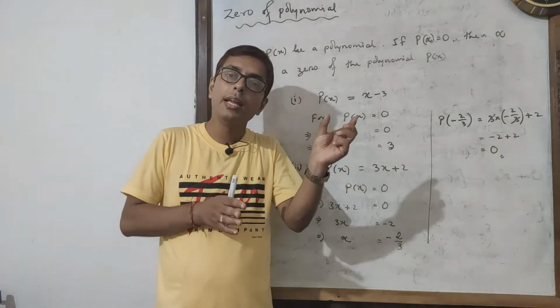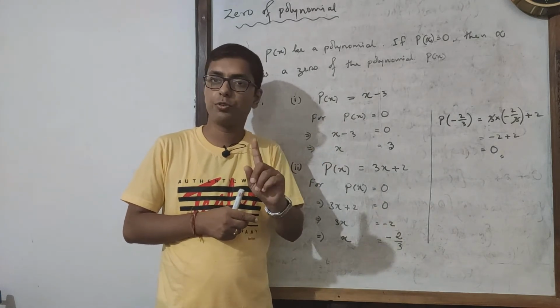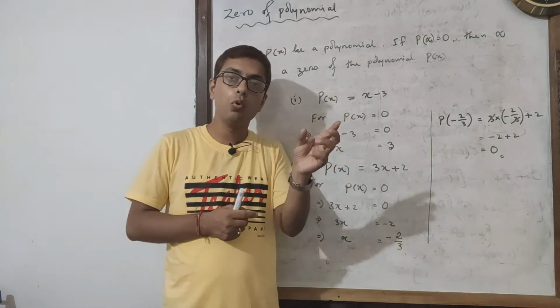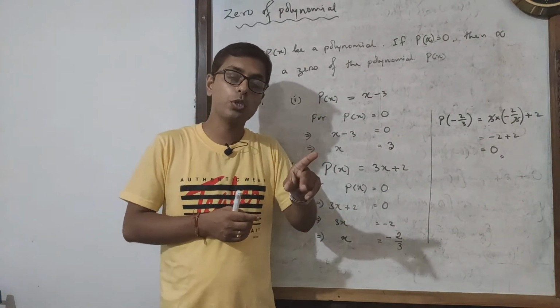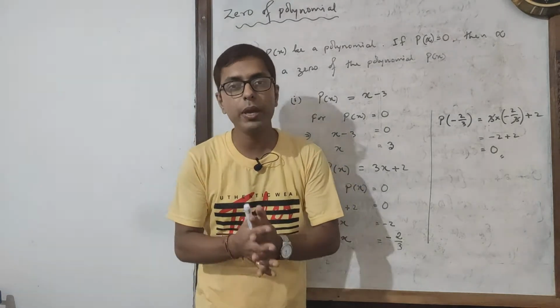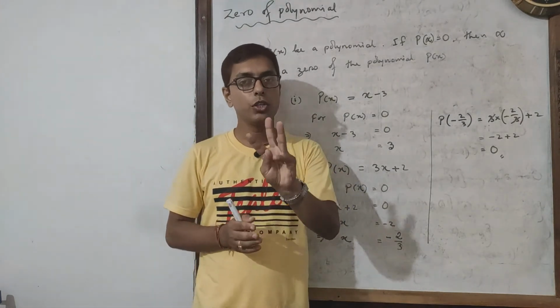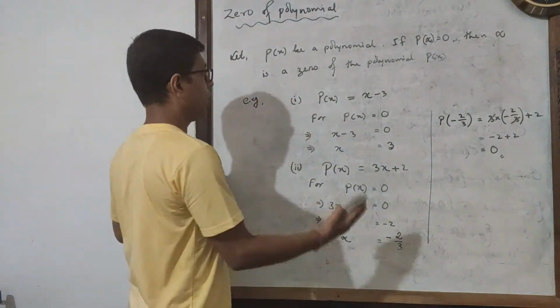Clear? That means if you are solving a linear polynomial, you will get only one solution. One zero means one solution. Then if you are solving a quadratic equation, you will get 2 zeros, which means 2 solutions. Similarly, if you are solving a cubic equation, you will get 3 zeros, that means 3 solutions. Let us check whether it is true or not.